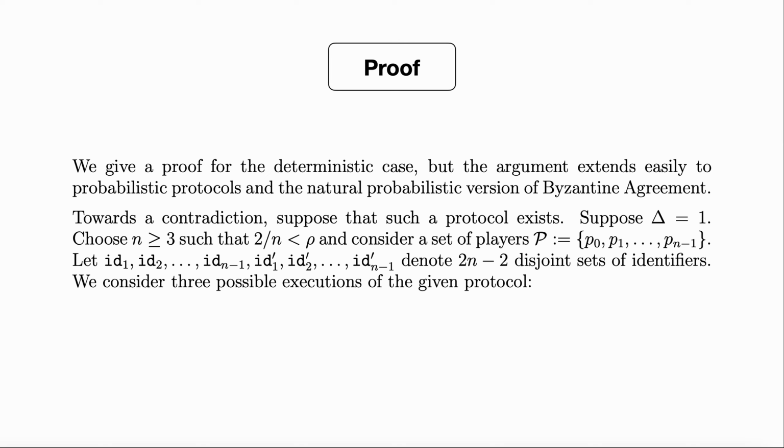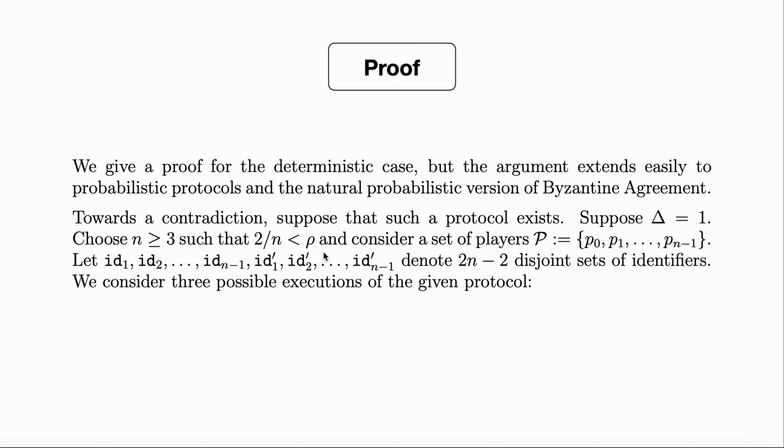Towards contradiction, suppose that such a protocol exists. Suppose delta equals 1. Choose n greater or equal to 3, such that 2 over n is less than rho. Remember that rho is our bound on the fraction of the players that can be Byzantine. If 2 over n is less than rho, that just means we can corrupt up to 2 of the players and keep below our rho bound.